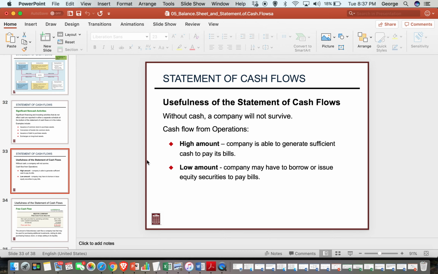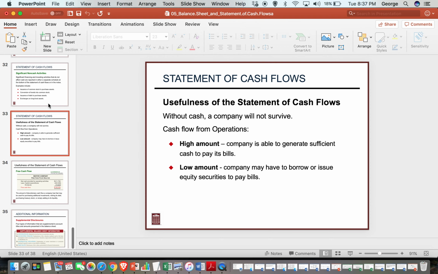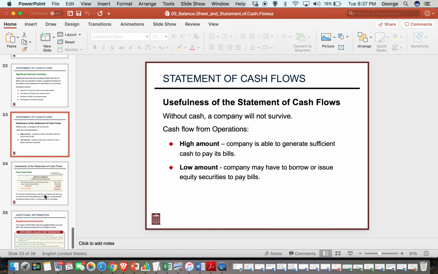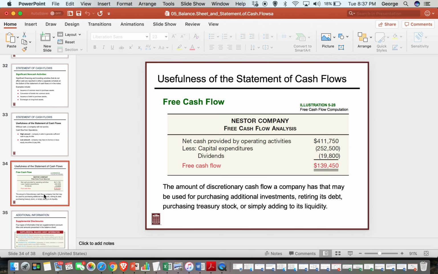Usefulness of the statement of cash flows: without cash, a company of course will not survive. If I have a high amount of cash flow from operations, I could probably generate sufficient cash to pay my bills. A low amount means I might have to use some of my non-current assets, or I might have to borrow or issue securities to pay current bills. A lot of companies will get a line of credit for that.